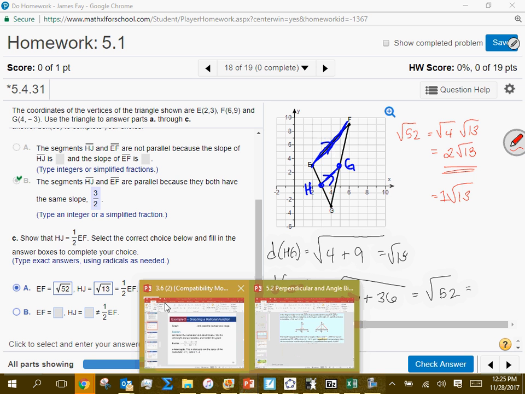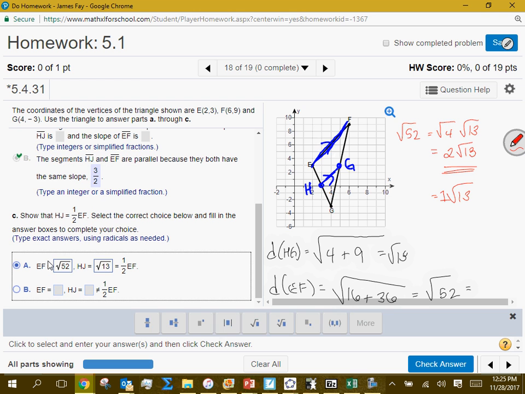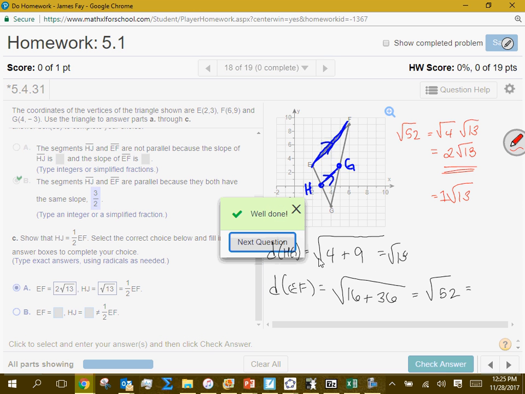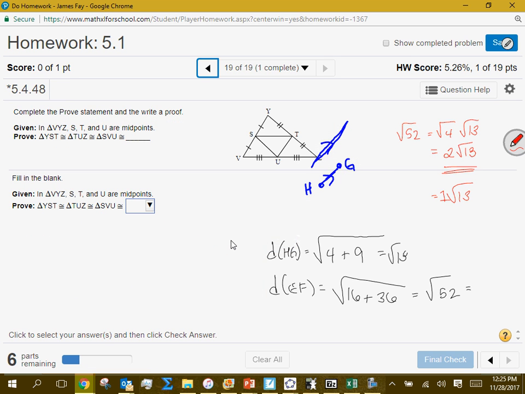So what you need to do is write that EF is 2 radical 13, even though they're the exact same values. And now it's going to be correct, because now that is showing this relationship that it is equal to 1/2, that radical 13 is equal to 1/2 EF. Does that kind of make sense? When in doubt, always simplify radicals. Okay.